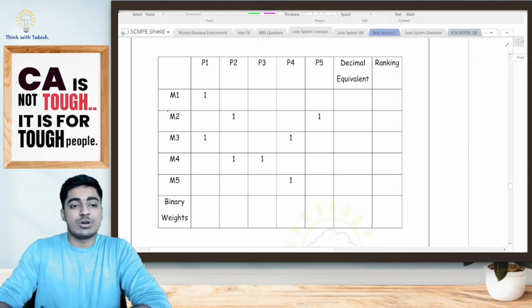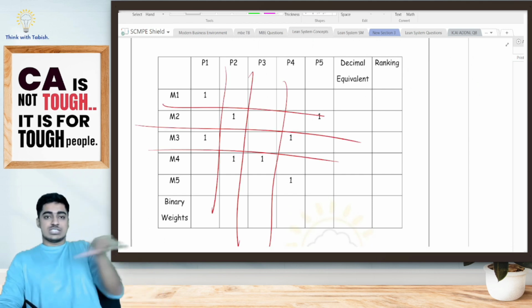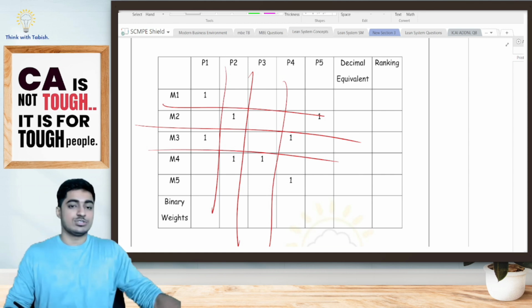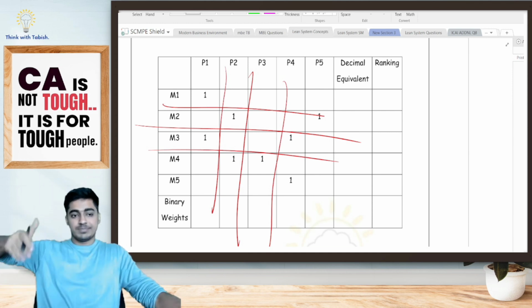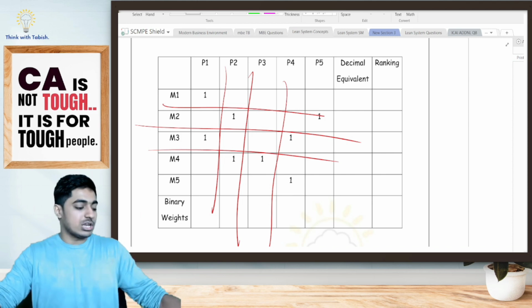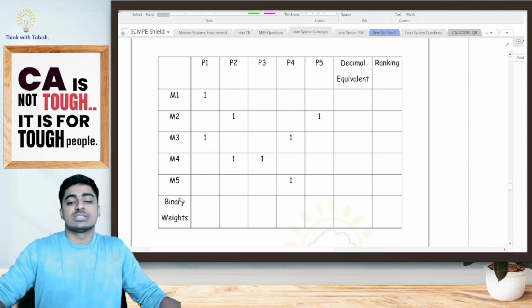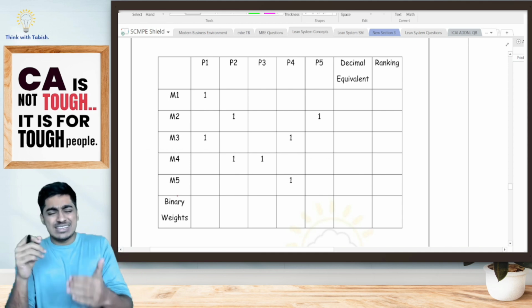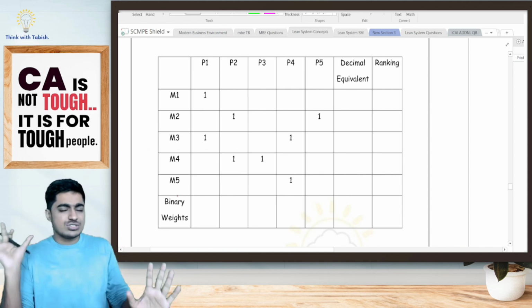Which are my columns? Is this my column or is this my column? Which one, students? Yes, this is my column. Yes, vertical is what my column is. For my columns, I have to give binary weights. So what is a binary weight? 2 to the power 0, 2 to the power 1, 2 to the power 2, 2 to the power 3, and so on and so forth.